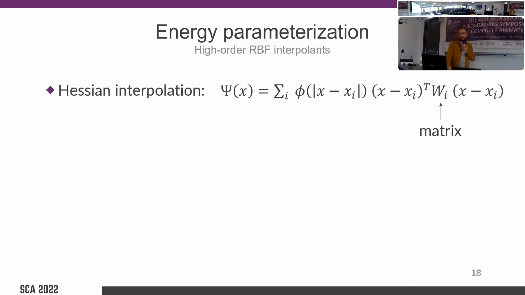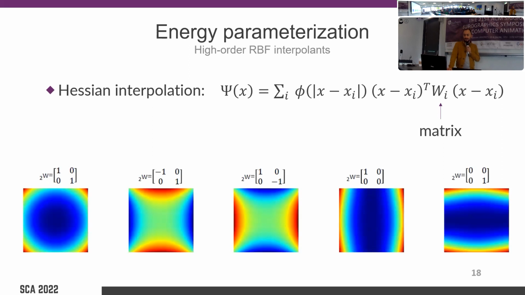Our second result is that we extend the interpolants to higher order derivatives. Here we have the energy expression for Hessian interpolation. And here you see some of the resulting interpolants. This time we obtain local control on the Hessian of the energy.